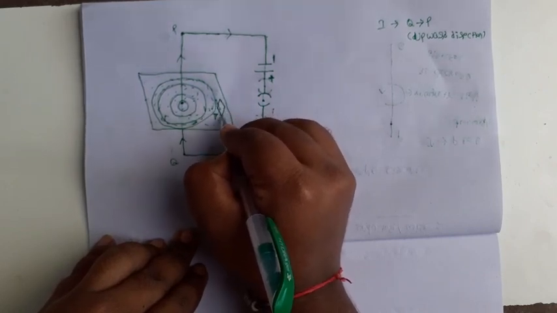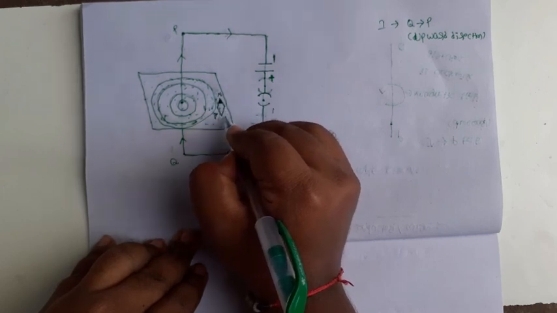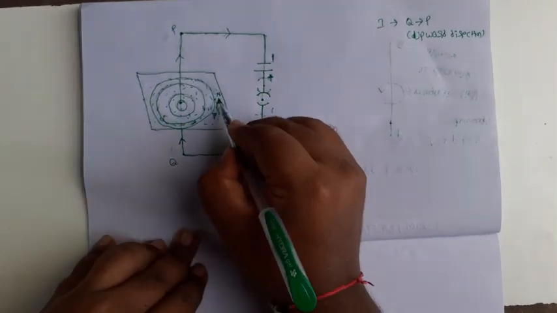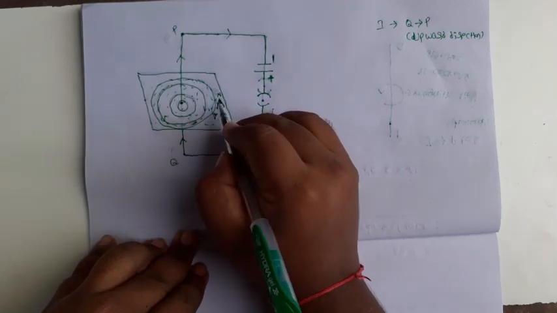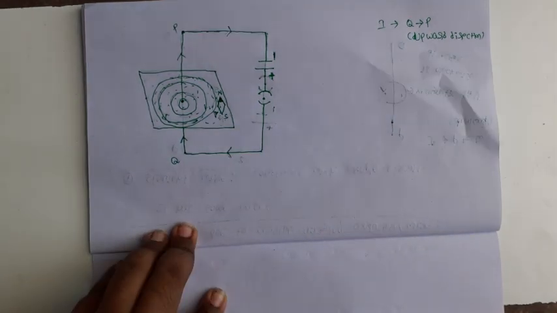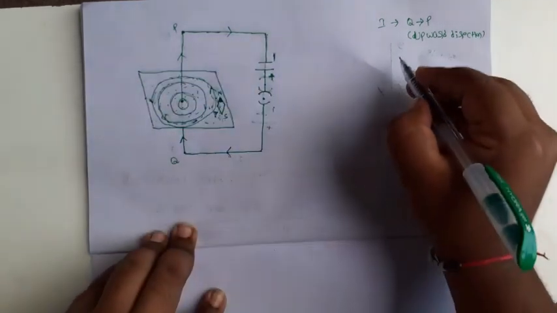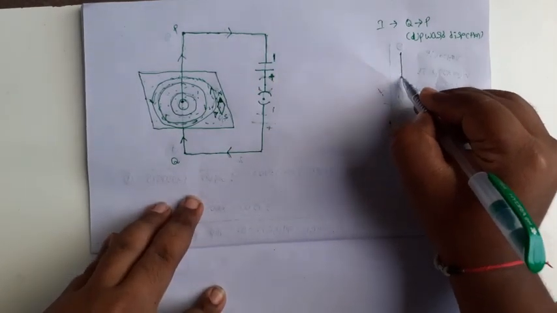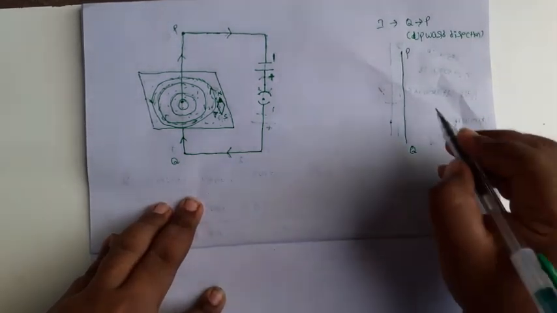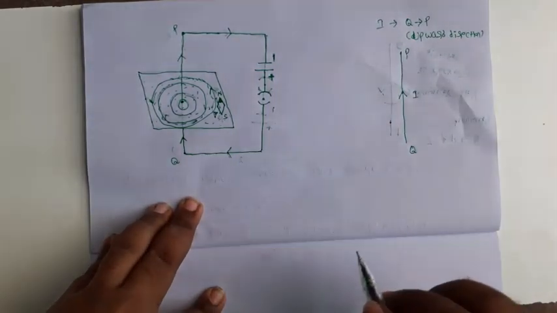Place the compass needle on the cardboard and find the magnetic field direction. When you place the compass needle on the cardboard, it deflects in the anti-clockwise direction. Okay, anti-clockwise direction means this direction. So this is the conductor PQ. The current direction is upward. This is the current direction.